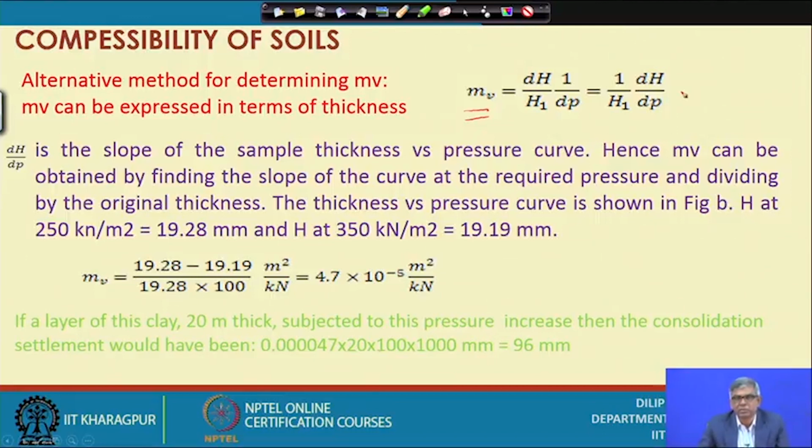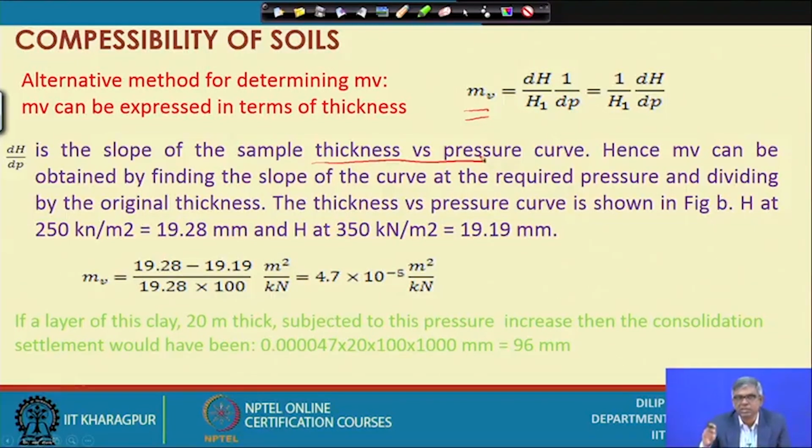So, what does dH by dP mean? In the previous method, we tried to calculate for a particular pressure what the thickness was, and based on that thickness what the corresponding void ratio was. At each stage we calculated the void ratio. But here we can see there is a way without calculating the void ratio: directly based on thickness we can do the mv calculation. So, ultimately mv equals 1 by H1 into dH by dP. dH by dP is the slope of the sample thickness versus pressure.